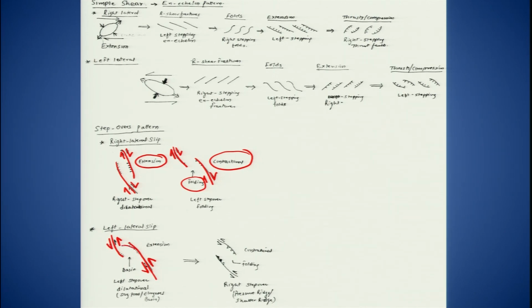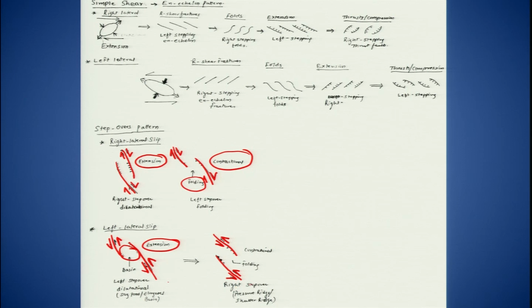So this portion will have extension, that is the formation of sag ponds, and you will have elongated basins. Similarly here, you have the fault, this one, and then it is right stepping. Again the movement is left lateral here on both the faults.